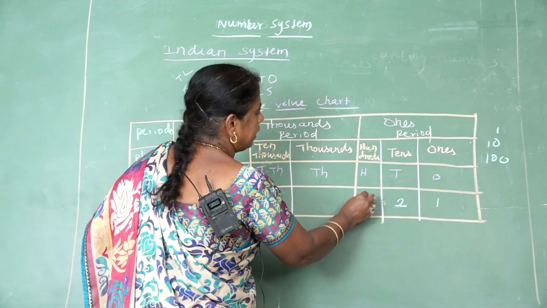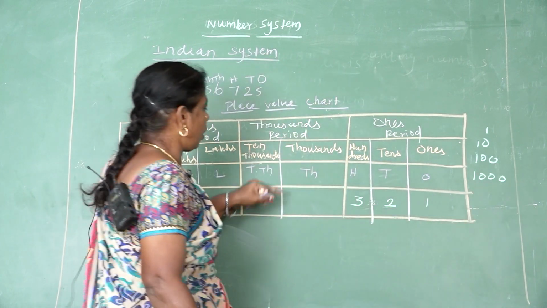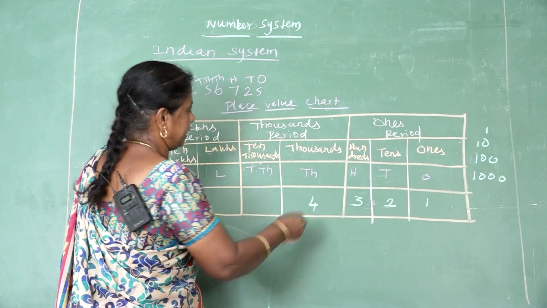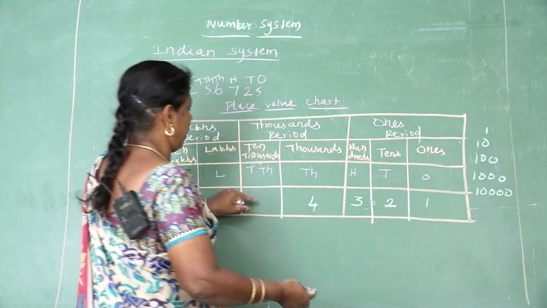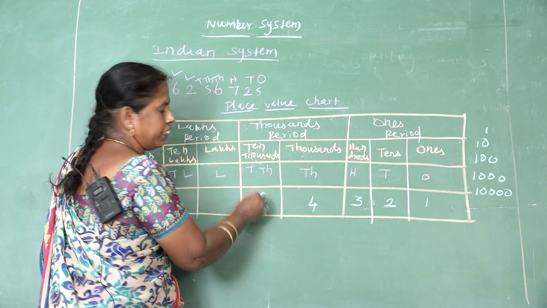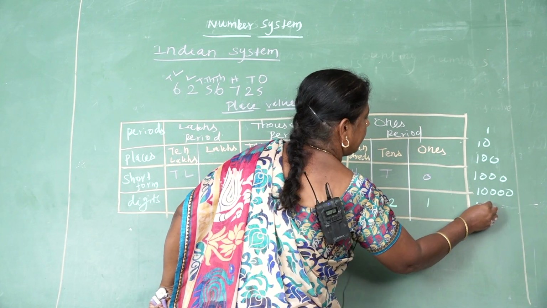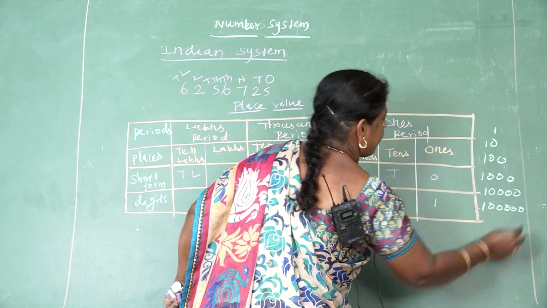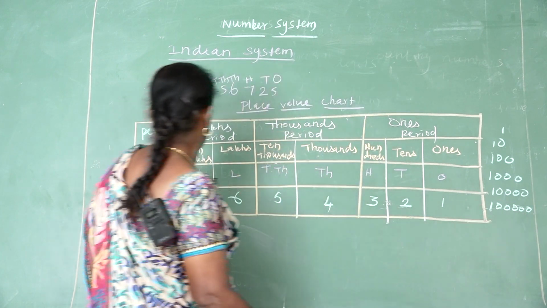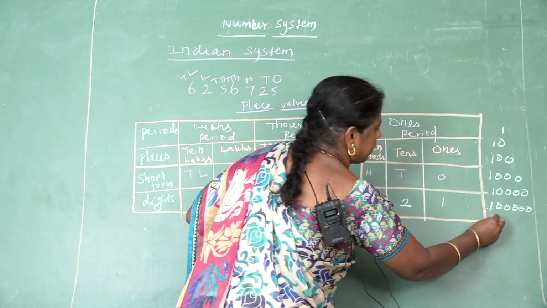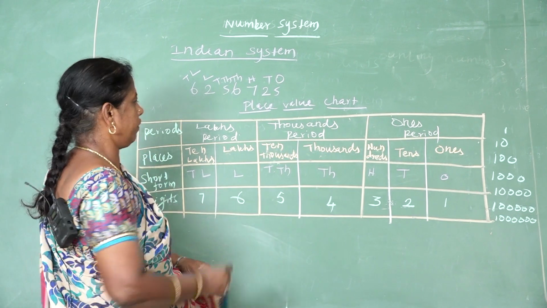Hundreds for how many digits? 3 digits. Now thousands. Thousand for how many digits? 4 digits. Now 10,000. How many digits for 10,000? 5 digits. Okay. How many digits for lakhs? 6 digits. How many digits for 10 lakhs? So 7 digits. Now can you understand?